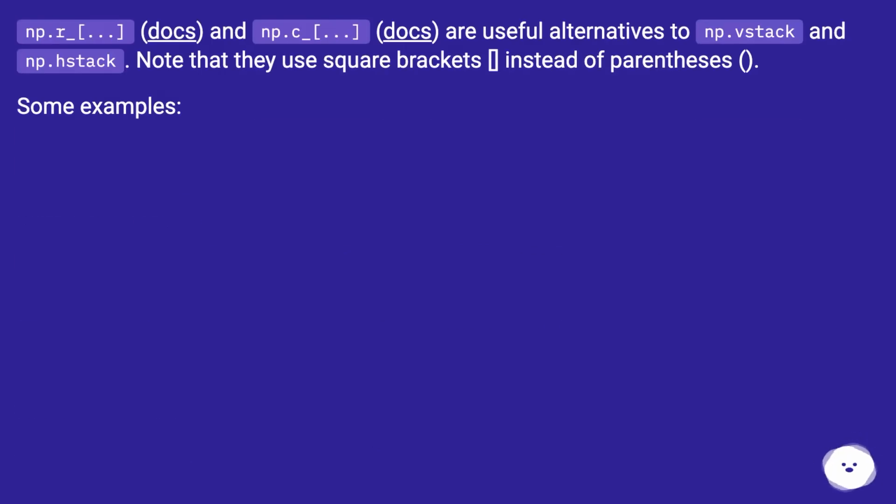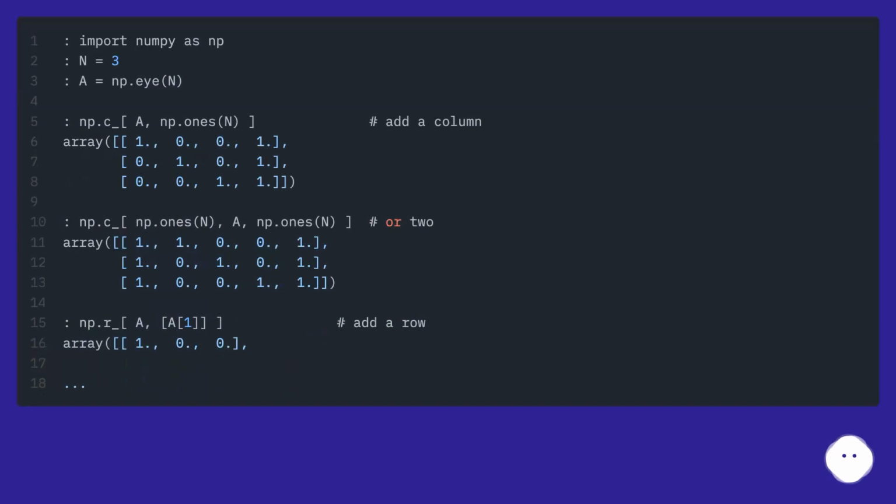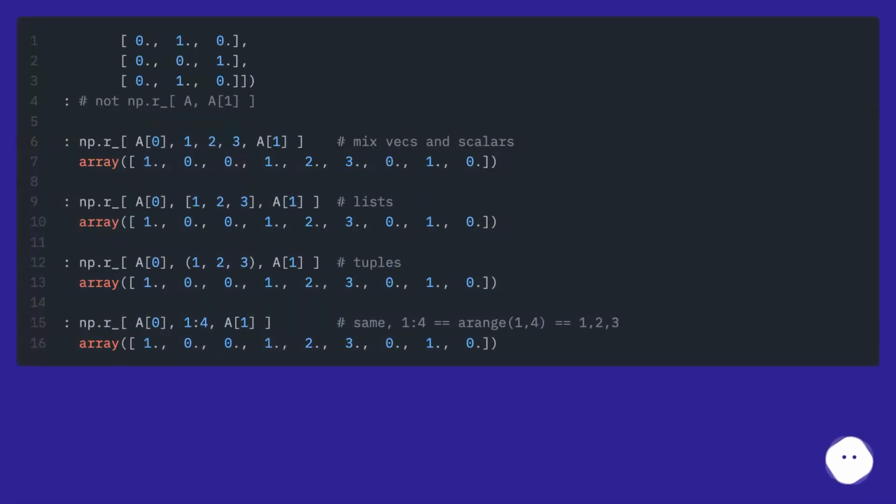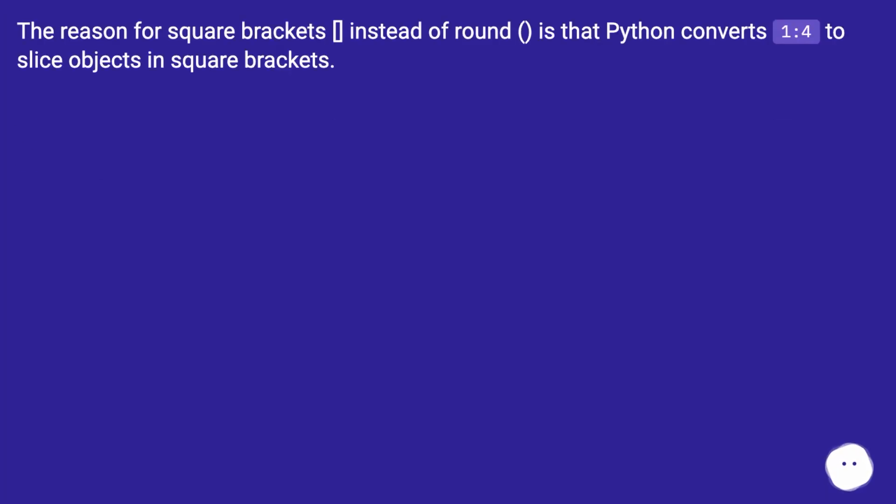np.r_ docs and np.c_ docs are useful alternatives to np.stack and np.stack. Note that they use square brackets instead of parentheses. Some examples. The reason for square brackets, instead of round, is that Python converts one column 4 to slice objects in square brackets.